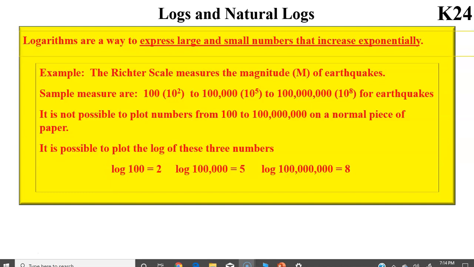It is, however, possible to plot the log of these numbers. So the log of 100 is 2, the log of 100,000 is 5, the log of 100 million is 8. It's simply, what a log is: what number do you have to raise 10 to get 100? You have to raise it to the second power. What number do you have to raise 10 to get 100,000? You have to raise it to the fifth power. That's what a log is saying. It's saying what is the exponent of 10 that will get you to 100 or 100,000 or 100 million. So we can plot the logs, 2, 5, and 8. Those are very small, manageable numbers.